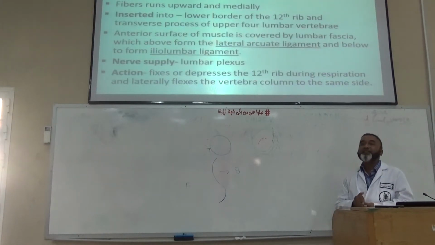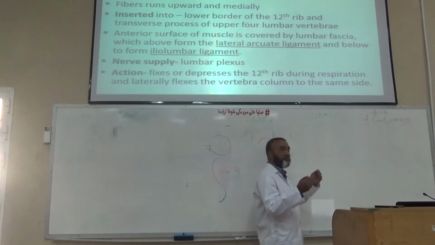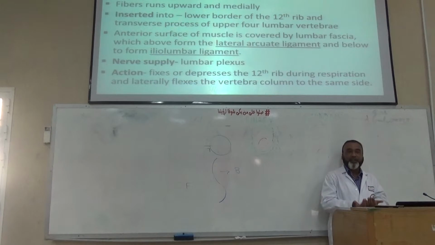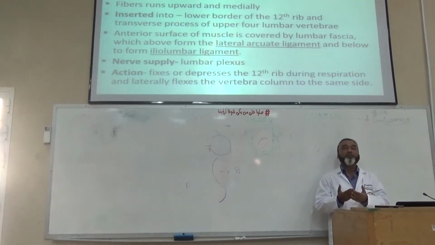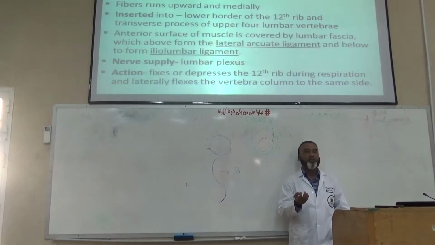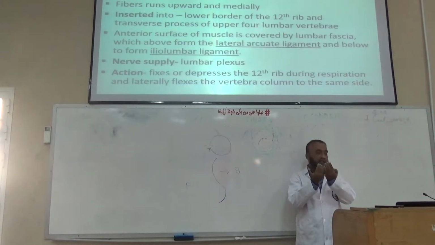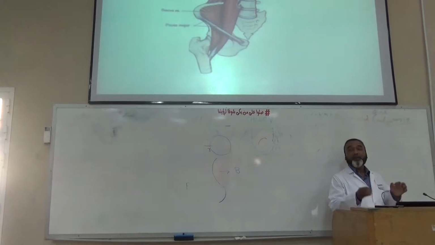Then we have the quadratus lumborum muscle. Quadratus lumborum muscle, it is a quadrangular muscle. The psoas was coming from above down, but this quadratus muscle originates from the iliac crest and from the iliolumbar ligament, and also from the lower sides of the bodies of the lower lumbar vertebra, maybe L4 or L5. Then it passes upward to be inserted over the inferior surface of the border of the 12th rib.